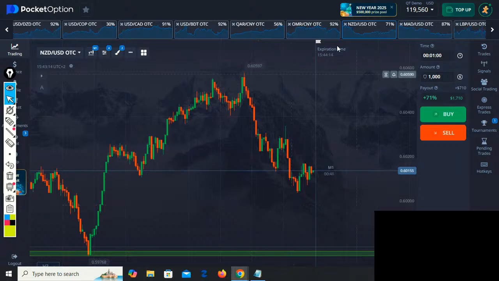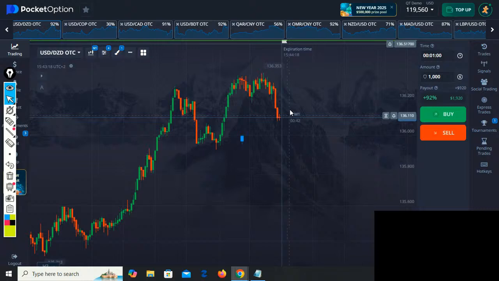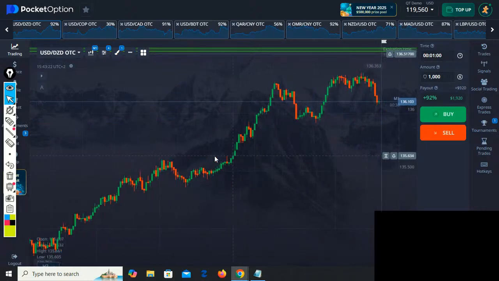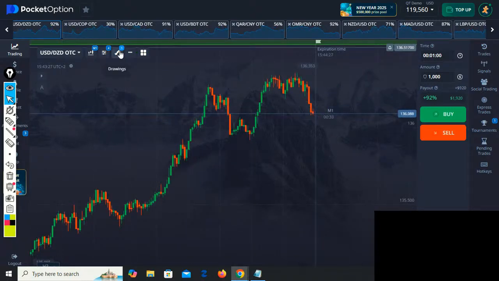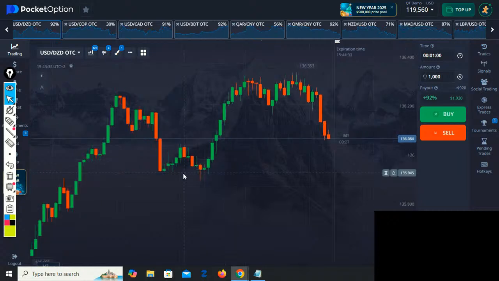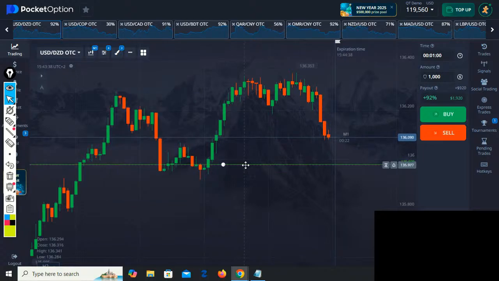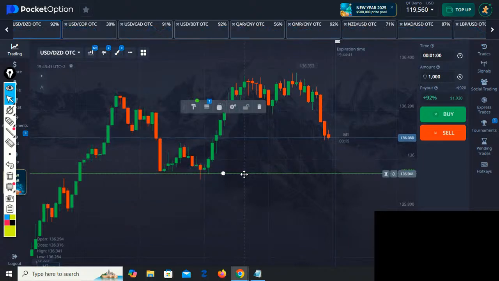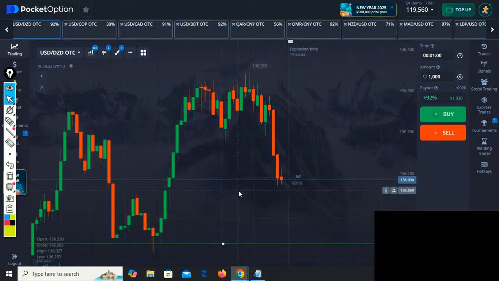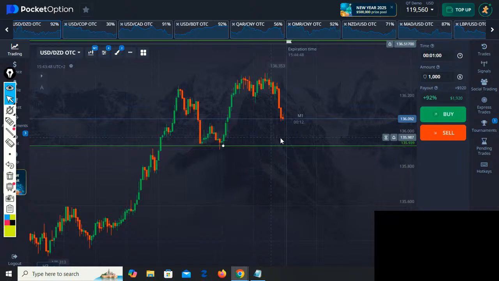This is a bit slow. We had this one over here. I liked it. It's pushing it to the downside. I'll take a 1 minute trade here. Believe it will jump back up.